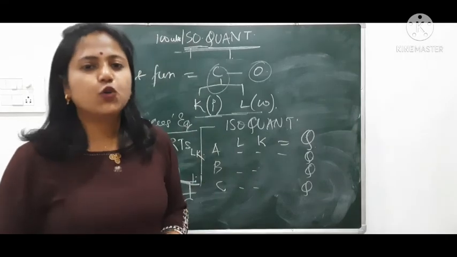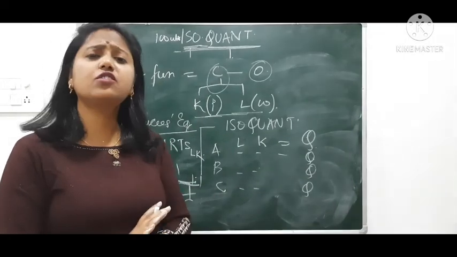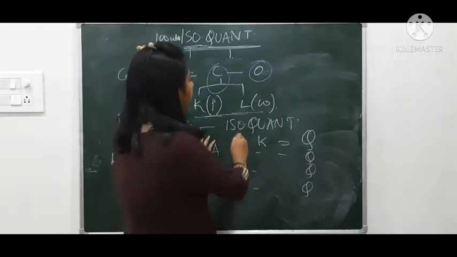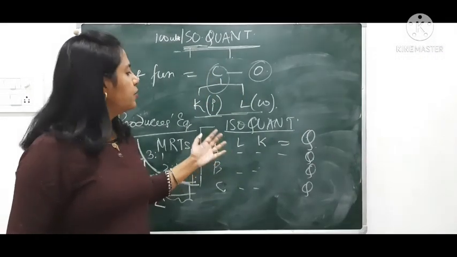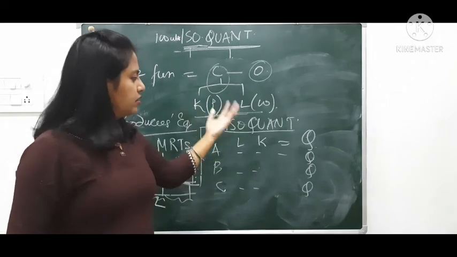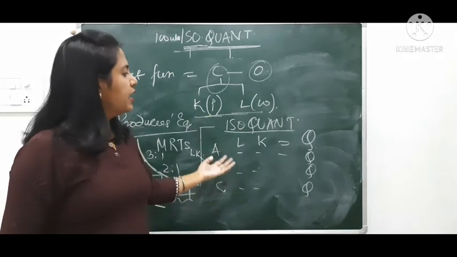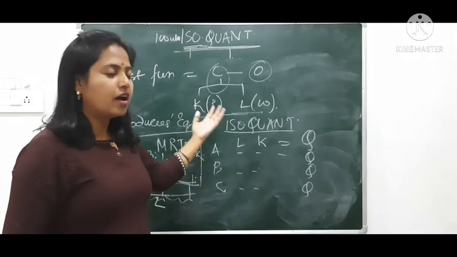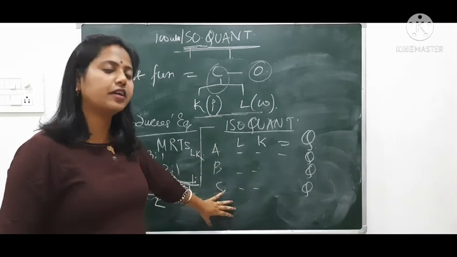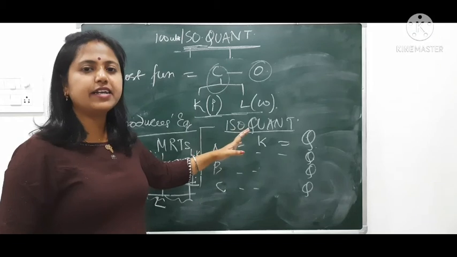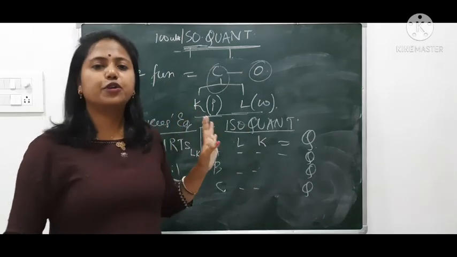Now in my next video I am going to discuss with you the properties of isoquant. Once we discuss the properties of isoquant, we will discuss the slope of isoquant, and this clarification will be done. Then we will go to the price line, and then we will discuss what is producer's equilibrium.